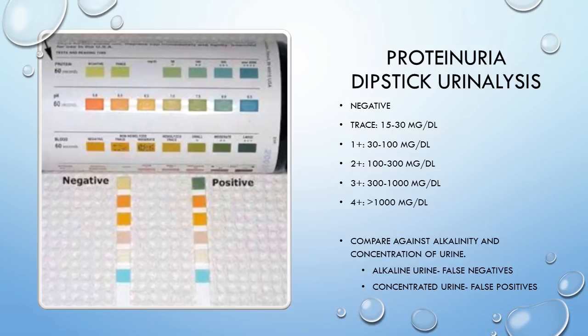It's important that we compare it against the alkalinity and concentration of urine, because if the urine is very alkaline, that could give you a false negative. So it may seem like there's no protein in there when there really is. If their urine is very concentrated, that may give you a false positive. So if the kid is just dehydrated and needs to drink more fluid, that may give the appearance of them having 2 or 3 plus protein on their dipstick, when in reality they don't have any.